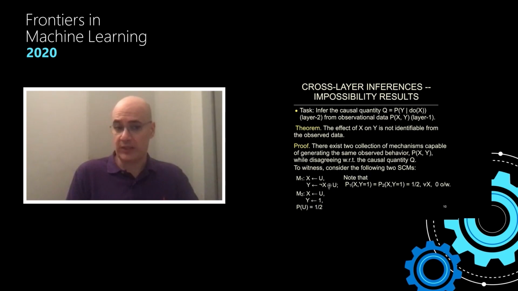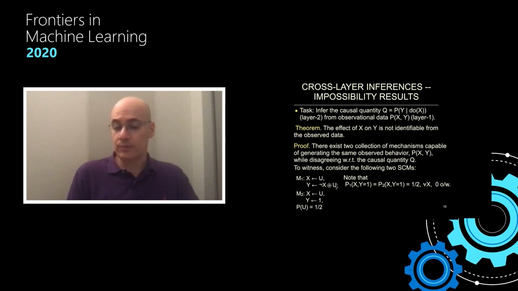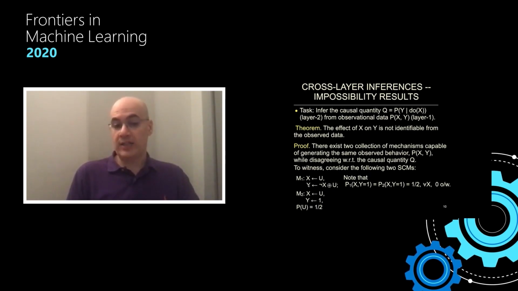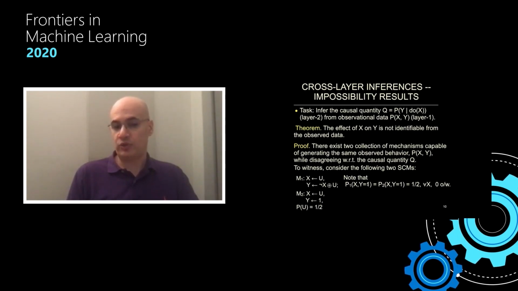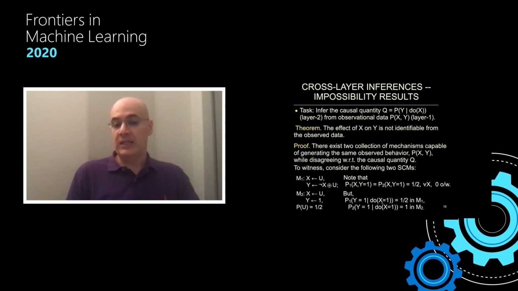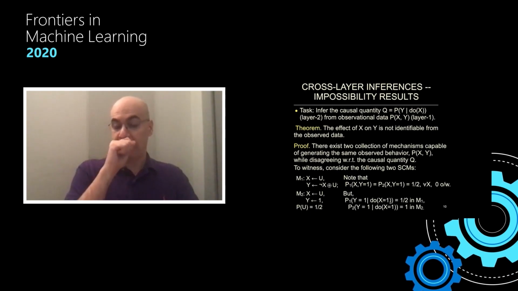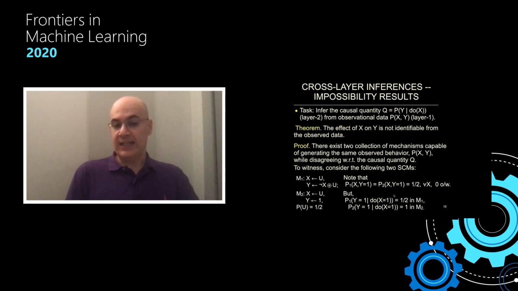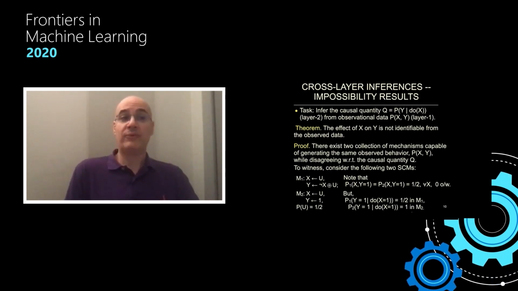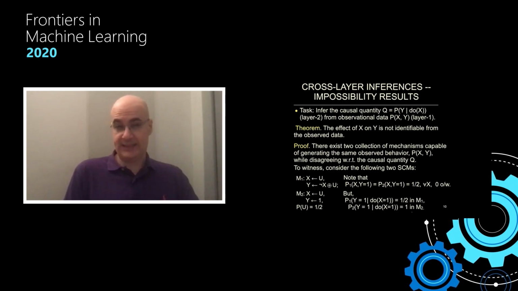This is XOR, by the way, not X XOR U. These two models generate the same observed behavior, model 1 and model 2, P1 and P2, the same observed behavior in layer 1. However, they generate different layer 2 behaviors, different layer 2 predictions. In this case, layer 2 here is saying that the probability of y given do x1 is equal to half, while model 2 is saying that it is 1.